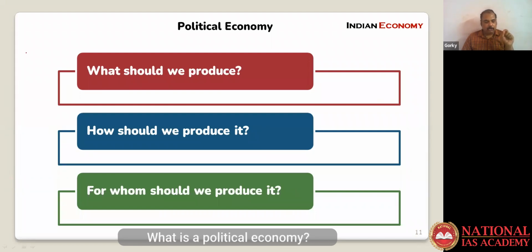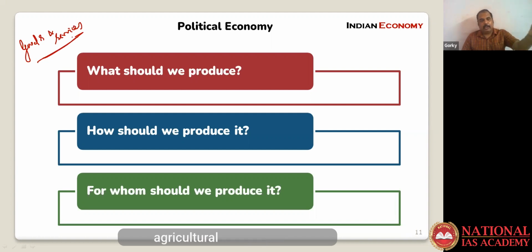Now what we try to do, we understand what political economy means. Okay, what is a political economy? Say we have goods and services. At the end of the day, in any economy, you are going to provide goods and services. That is the idea, right? Because either agriculture economy or 5.0, you are going to provide goods and services.